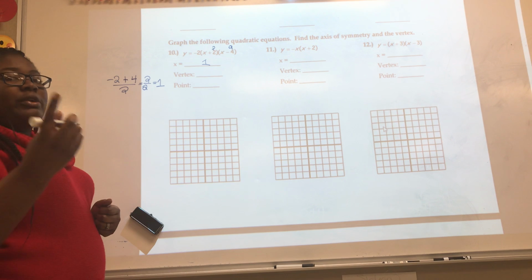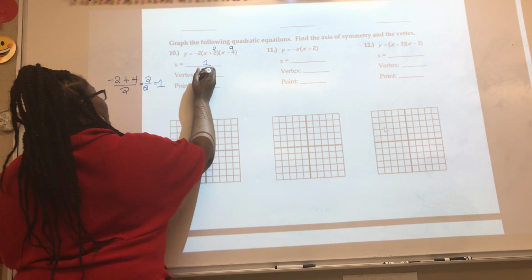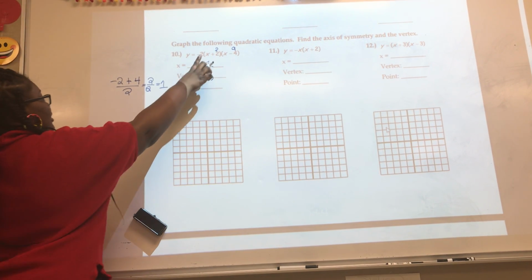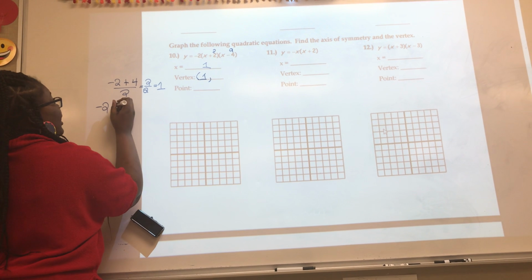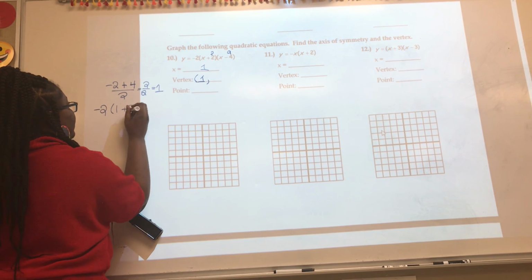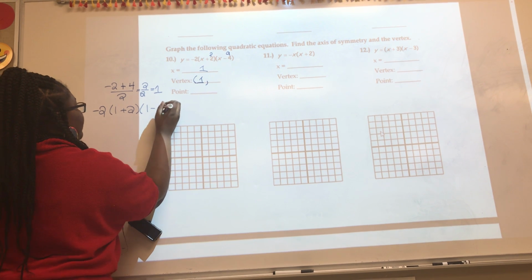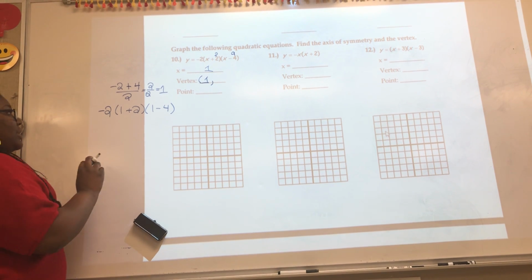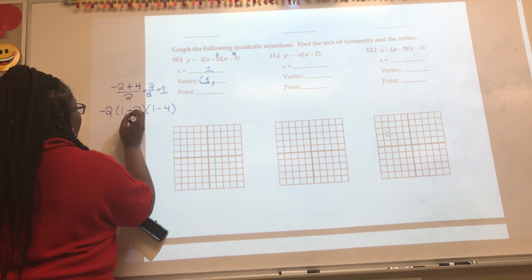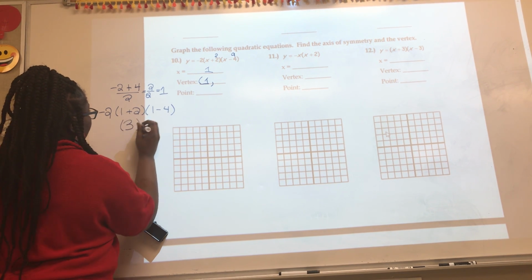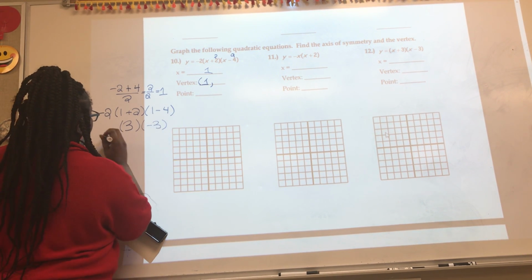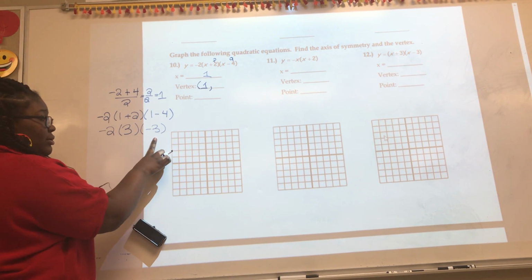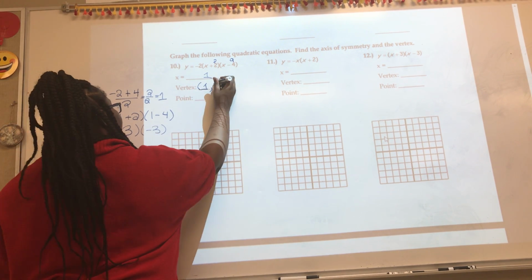Since you have your axis of symmetry, you actually have the first part of your vertex. It's 1, comma. To find your second part of your vertex, you've got to plug in your axis of symmetry into the function. So negative 2 times 1 plus 2 times 1 minus 4. Now I'm going to simplify my parentheses because I'm doing PEMDAS, so I want to do it in the right order. 1 plus 2, that's 3. 1 minus 4, that's negative 3. Negative 2 times 3, that's negative 6, times negative 3, that's positive 18.